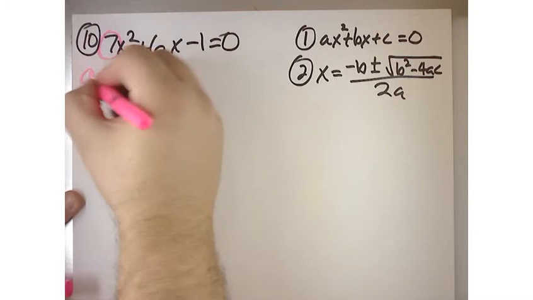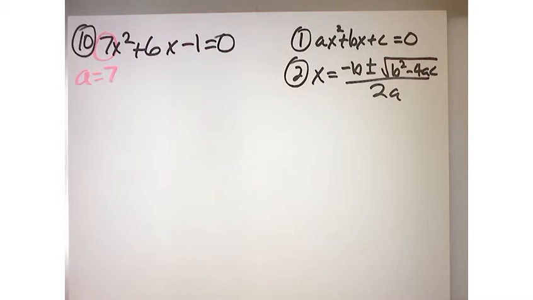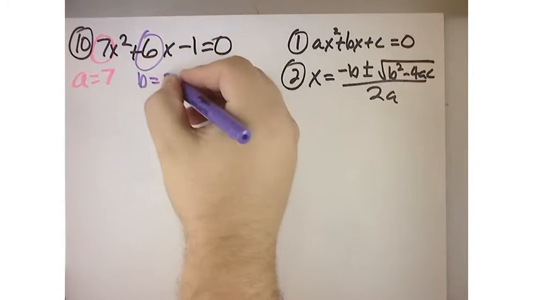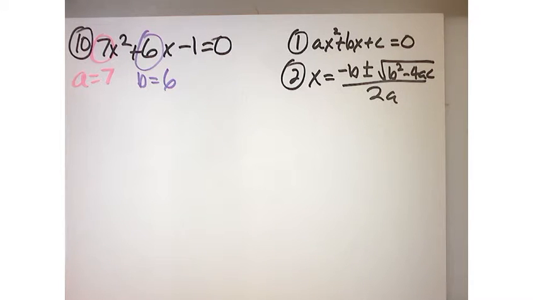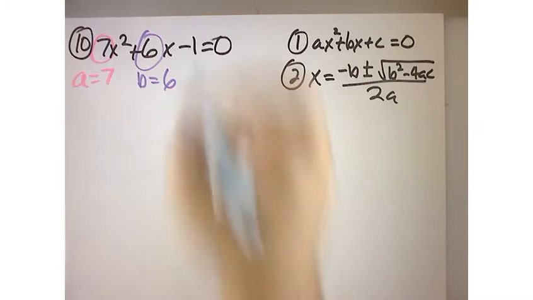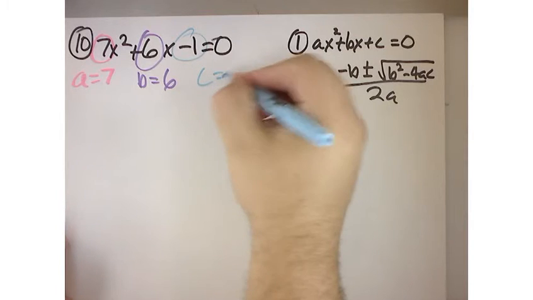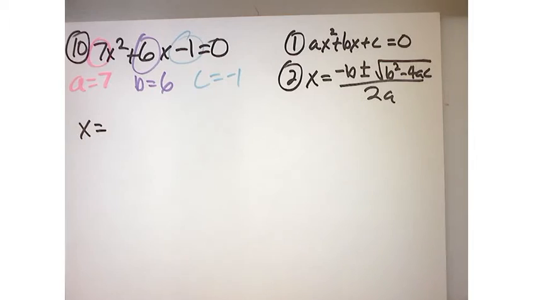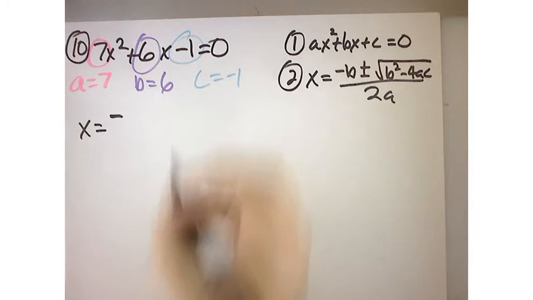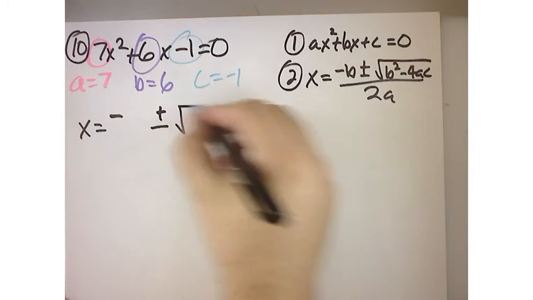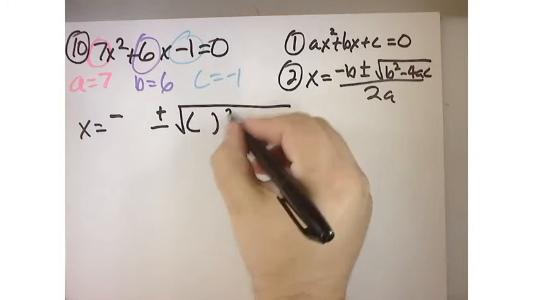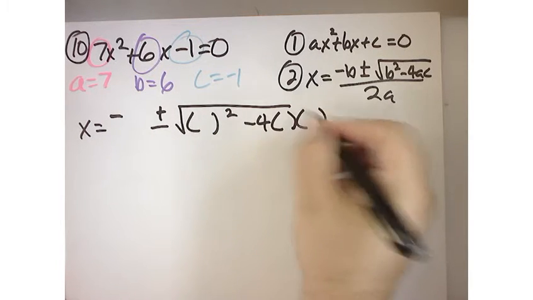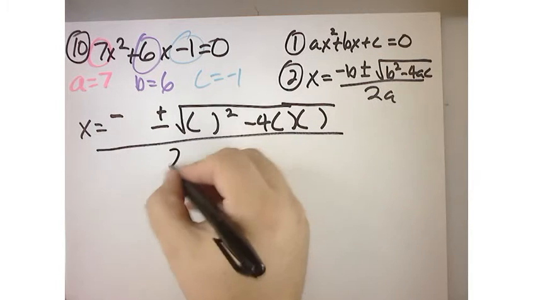A is equal to 7. What's my b term? 6 is my b term. And then what is my c term? Negative 1. So c is equal to negative 1. So now to solve for x, I'm going to say x is equal to negative b plus or minus the square root of b squared minus 4 times a times c all over 2 times a.